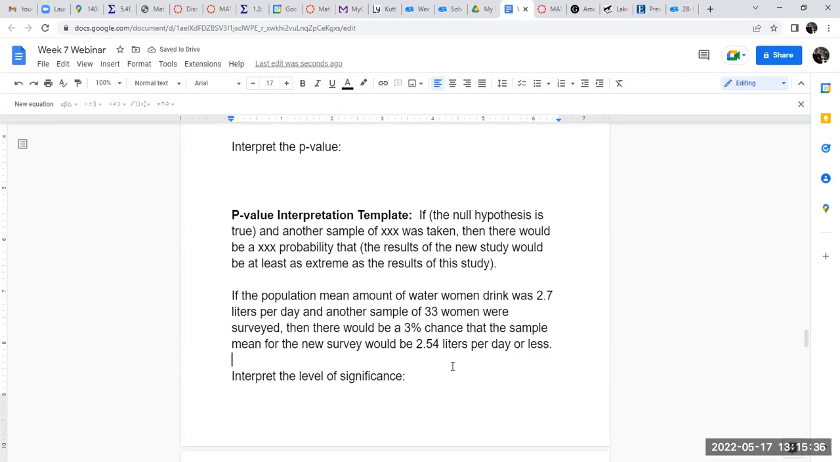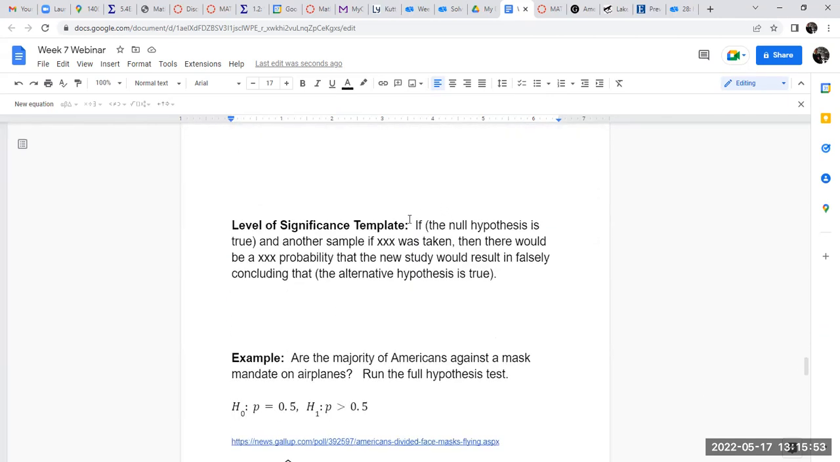Any questions on interpreting the p-value? Okay, now let's interpret the level of significance. It helps to copy and paste the p-value interpretation and adjust. So the level of significance template starts the same. If the null hypothesis is true and another sample of whatever size was taken, then there would be a level of significance probability that the new study would result in falsely concluding that the alternative hypothesis is true.